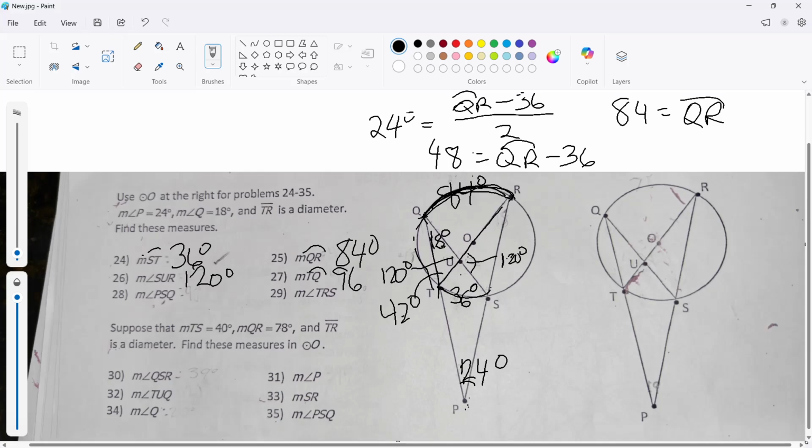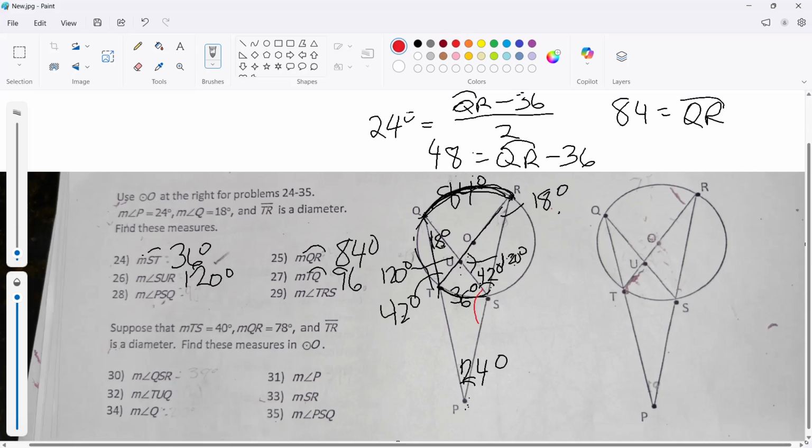TRS is 1/2 of the arc it cuts, so that's 18 degrees. This is 120, plus 18 is 138, so this angle is going to be 180 minus 138, which is 42. So this is 42 degrees. This angle, I don't know what it's called, USR. So now PSQ is going to be 180 minus 42 degrees. That's this part.